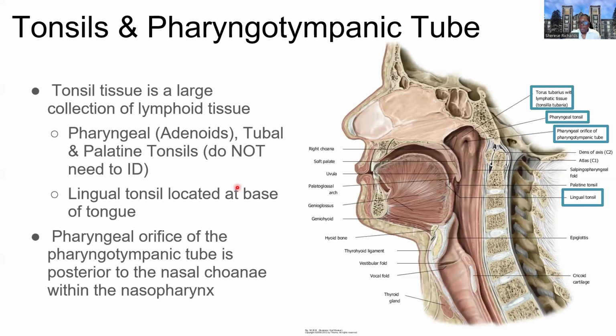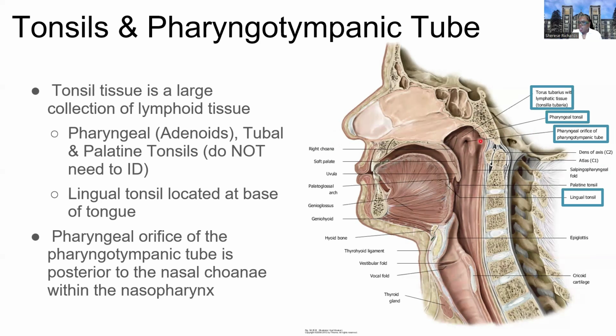Okay, let's move on to look at the rest of the tonsils and the pharyngotympanic tube. Now, we started looking at the pharyngotympanic tube last week when we looked at the ear. So the opening to that tube, the pharyngeal orifice of the pharyngotympanic tube, is where we have the tubal tonsils. So this is the third set of tonsils that are found surrounding the oral cavity and the pharynx.